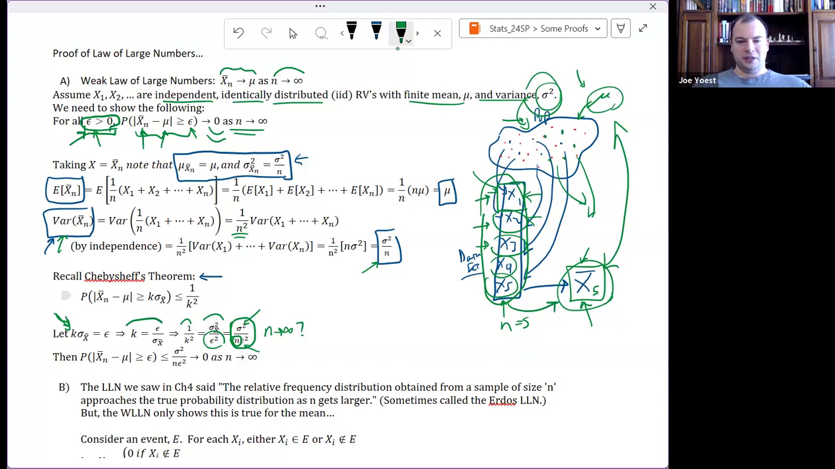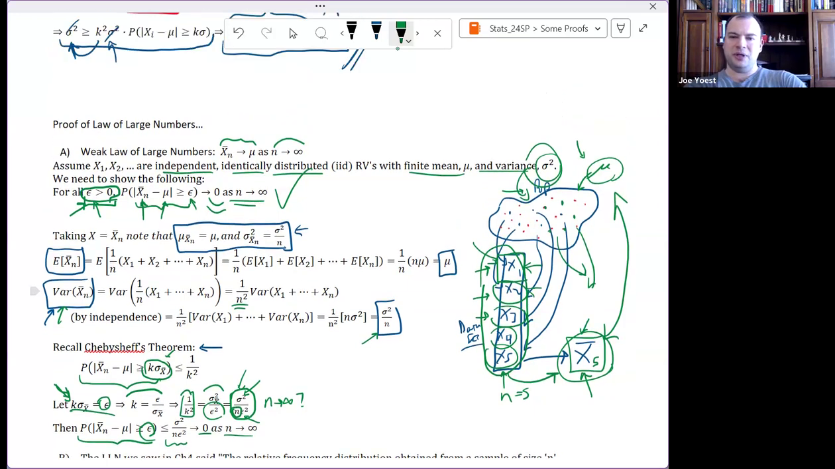So picking our k sigma this way, what have we shown? Remember, I keep saying k sigma squared. I should be saying k sigma. By picking my k sigma this way as epsilon, the probability that x bar n minus mu in absolute value is bigger than or equal to epsilon is less than or equal to 1 over k squared. Remember, that's this thing, sigma squared over n epsilon squared. And this goes to 0 as n goes to infinity. That was exactly what we wanted to show.